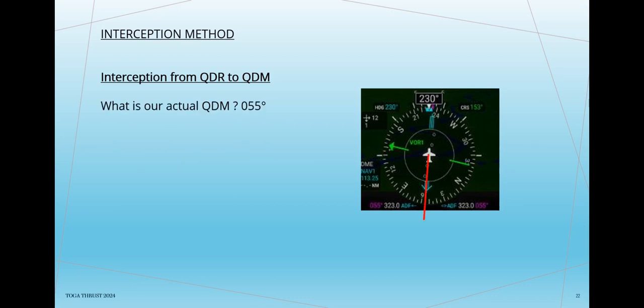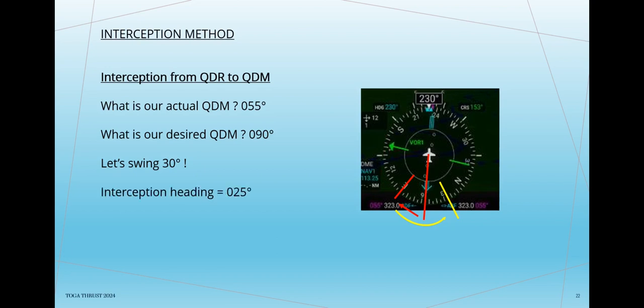What is our actual QDM? 055 degrees. What is our desired QDM? 090 degrees. Let's swing 30 degrees. Interception heading equals 025 degrees.